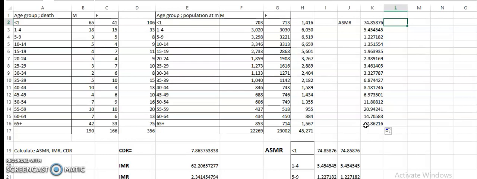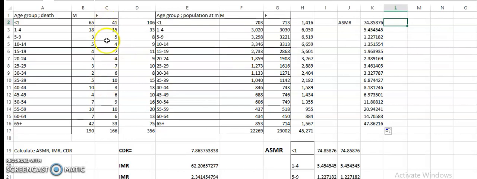The highest amount of deaths encountered is in 65 years old and above. The age groups with the fewest deaths encountered are 5 to 9, 10 to 14, and 15 to 19. The age-specific mortality rate is 1, 1.2, 1.3, 1.9. So as the age increases, the number of deaths also increases.